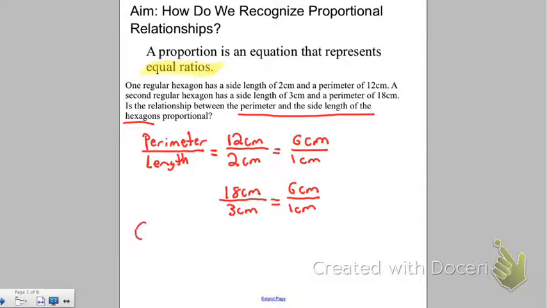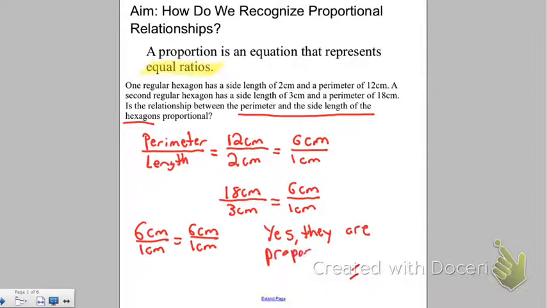Since my two proportions are equal, 6 centimeters over 1 centimeter is equal to 6 centimeters over 1 centimeter, then the relationship between the perimeter and the side lengths is proportional. So yes, they are proportional, because my two fractions are equal. 12 over 2 is equal to 18 over 3.